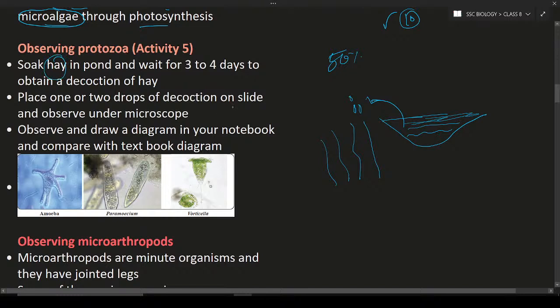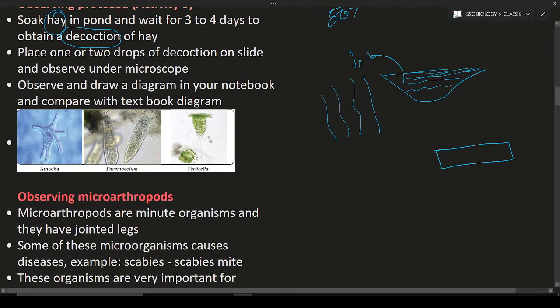Wait for 3 to 4 days, and after 3 to 4 days you will get the decoction. Take the decoction, go to the laboratory, put 1 or 2 drops on the slide, and observe under the microscope.